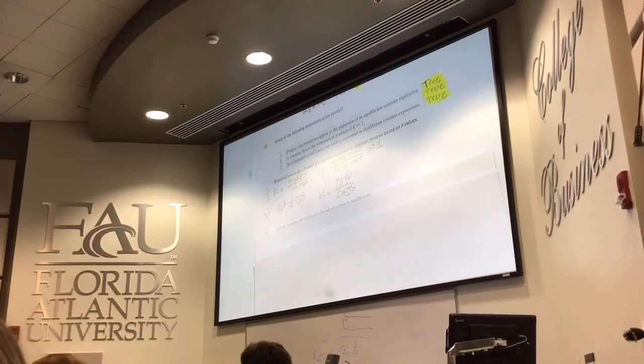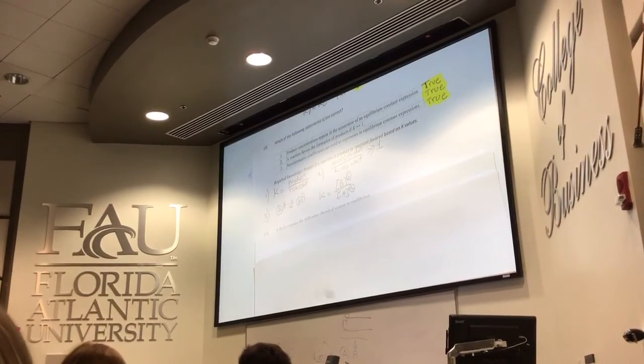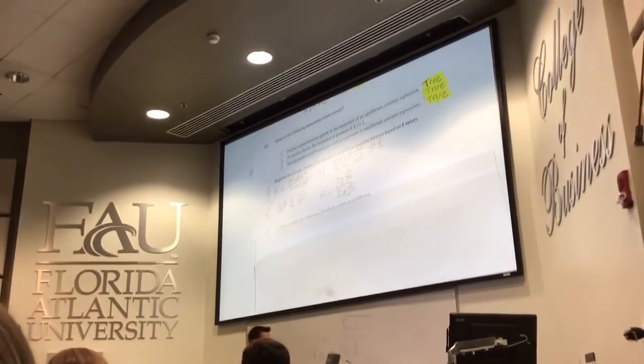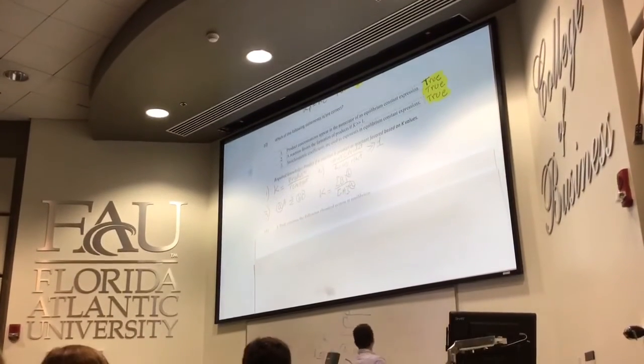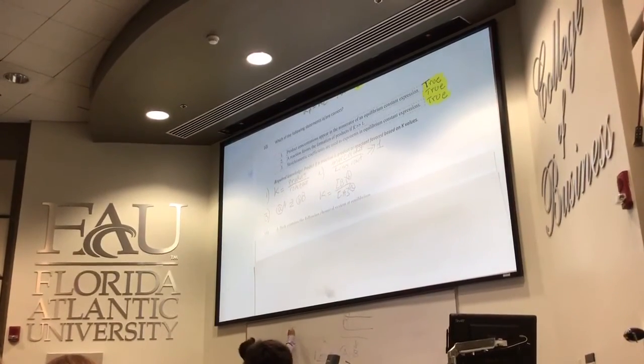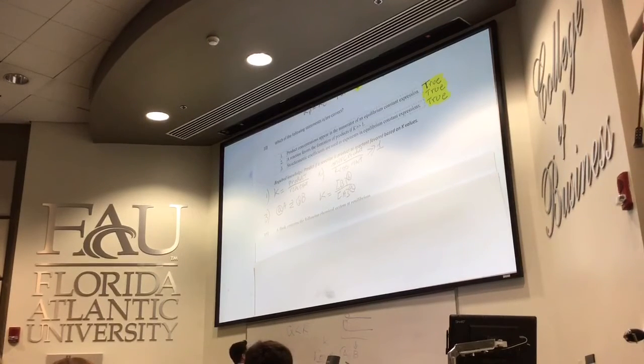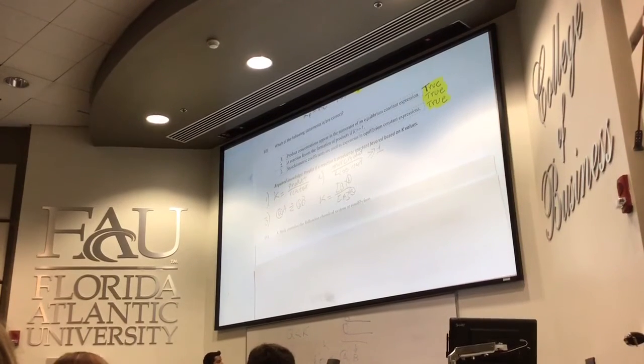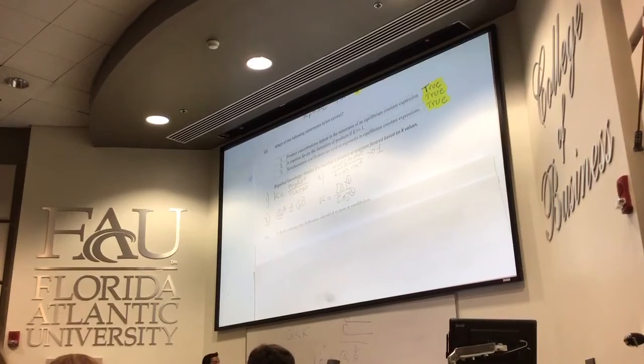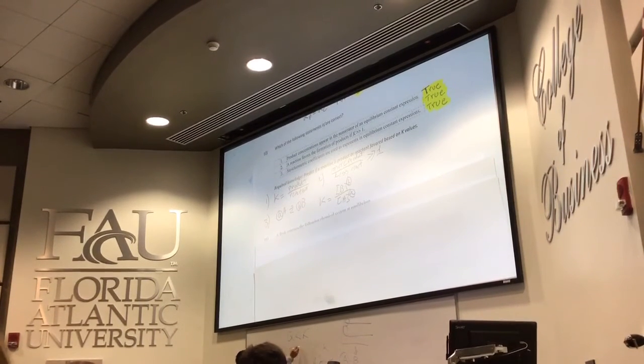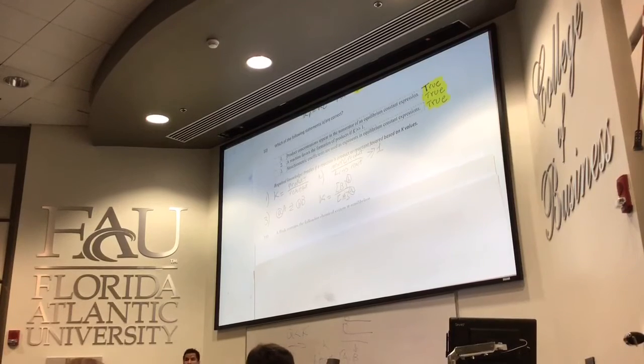You said Q is less than K? If Q is less than K, the reaction moves towards the right. Let's do that. Q is less than K, what does that mean? That means I have too much reactant compared to product, and to reach K, I have to make more products. The reaction goes to the right. Correct? Good.